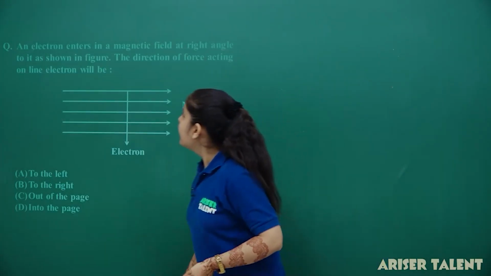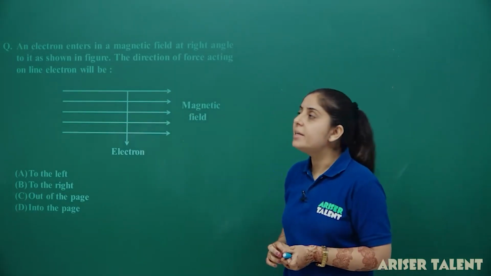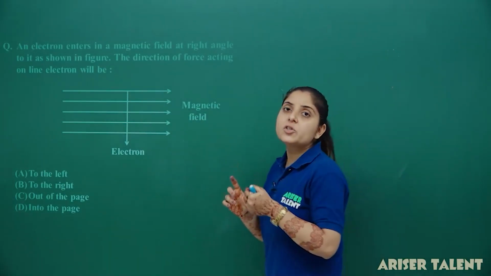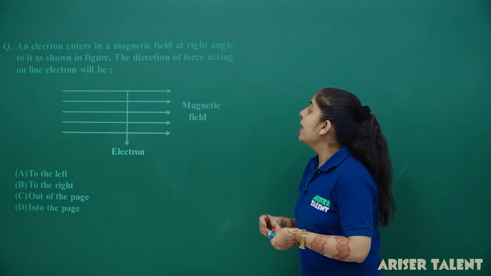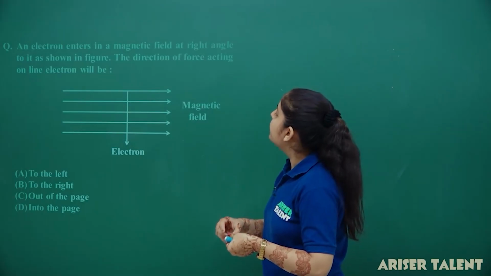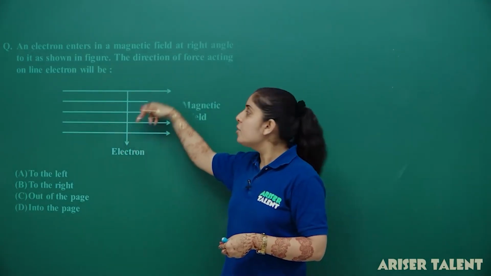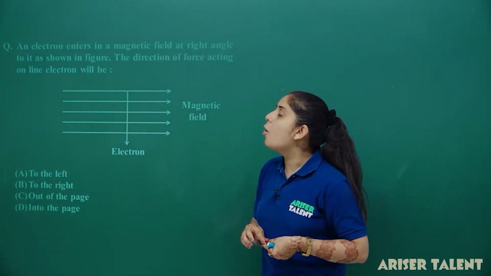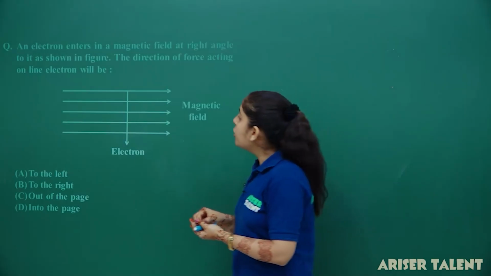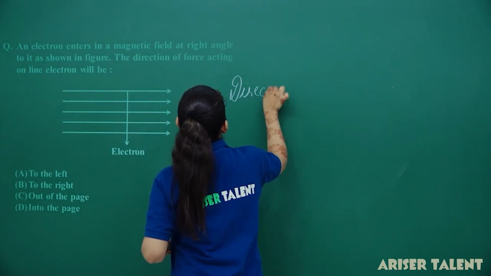This is again a very interesting question we have, and definitely this type of question, which is completely based on direction, is going to be asked in your competitive exams. An electron enters a magnetic field at right angles. So you can see here that the electron is entering at right angles from top to bottom. The direction of force acting on the electron will be. So what you have to determine? You have to determine the direction of force.